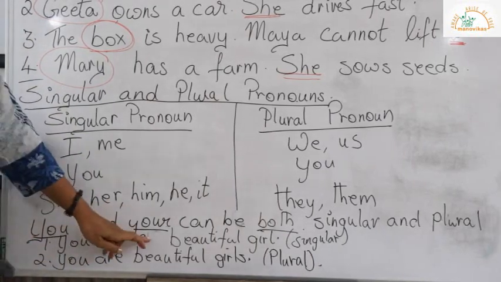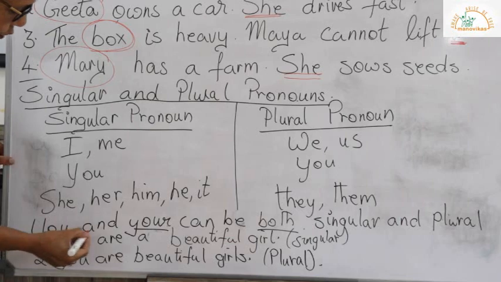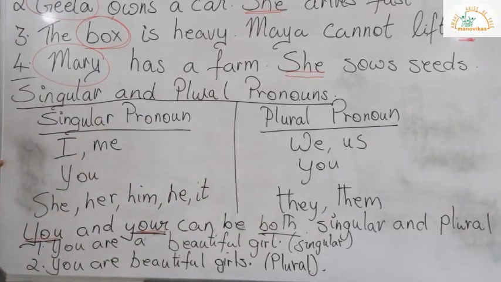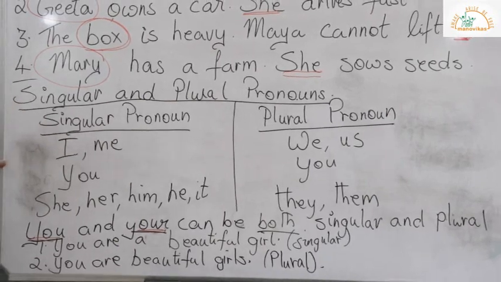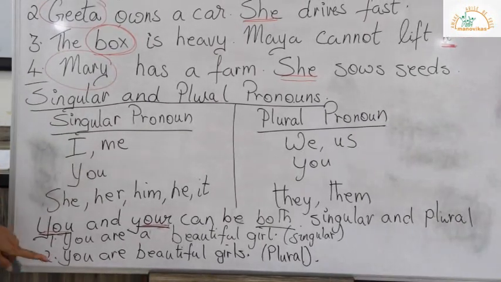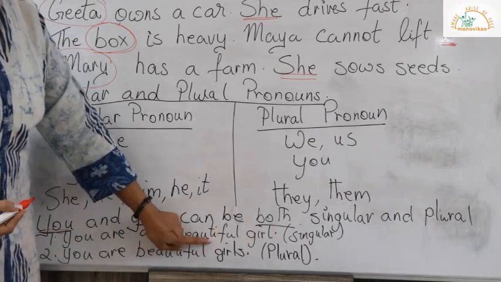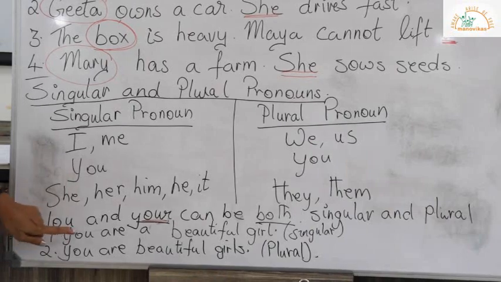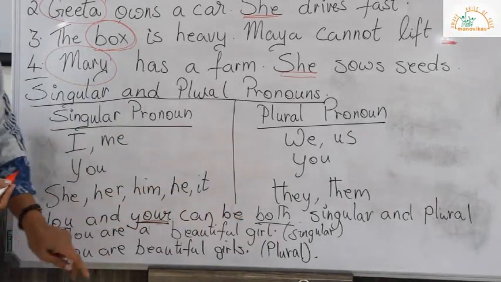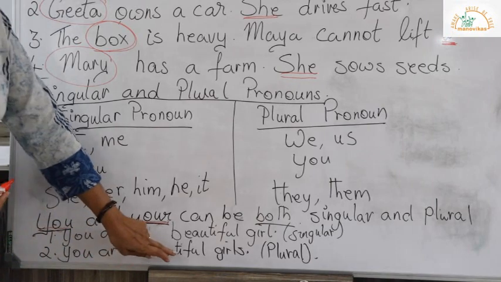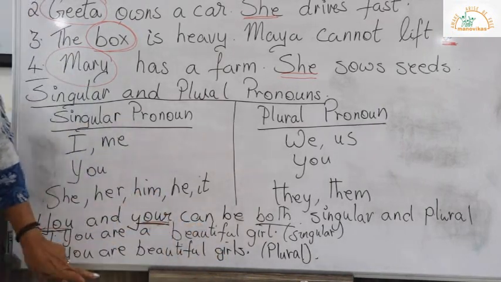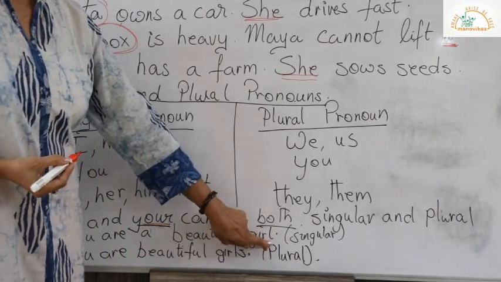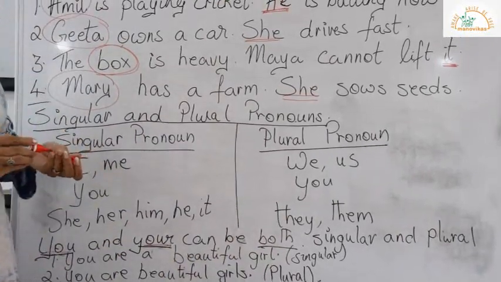Now you and your. Now pay attention to these two words. You and your can be both singular and plural. They can be both singular and plural. See this example? You are a beautiful girl. This is singular. We are talking about one girl here. You are a beautiful girl. Now you are beautiful girls. So you, again we are using you but in the plural form. So let's move on with the next.